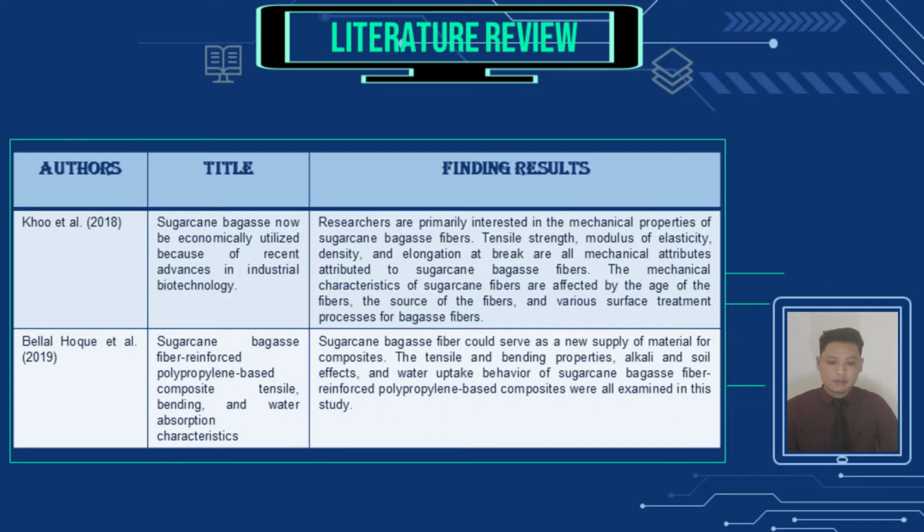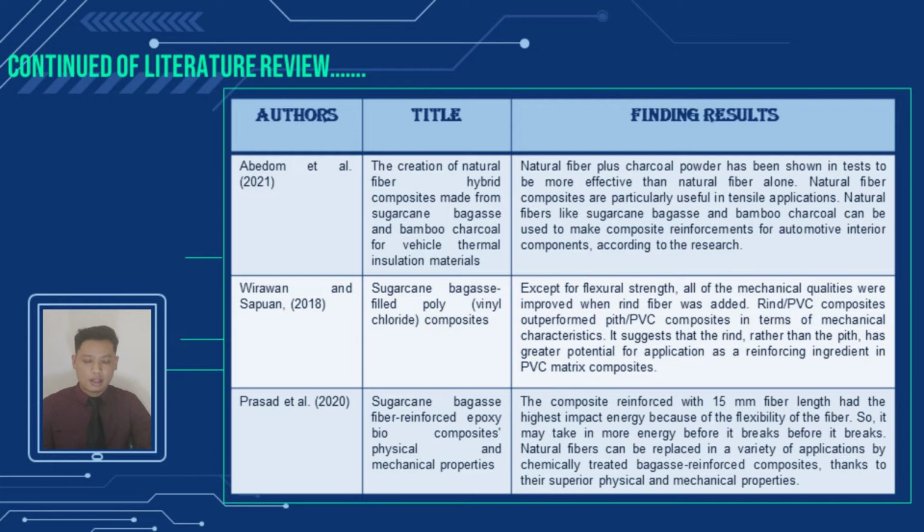From the finding result, researchers are primarily interested in the mechanical properties of sugarcane bagasse fiber. Tensile strength, modulus of elasticity, density, and elongation at break are all mechanical attributes of sugarcane bagasse fiber. The mechanical characteristics of sugarcane fiber are affected by the age of the fiber, the source of the fiber, and various surface treatment processes for sugarcane fiber. Next, from Azamudin et al.